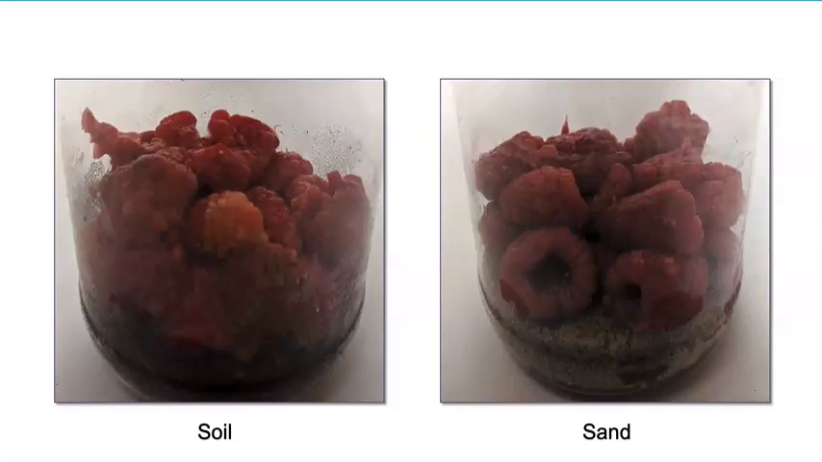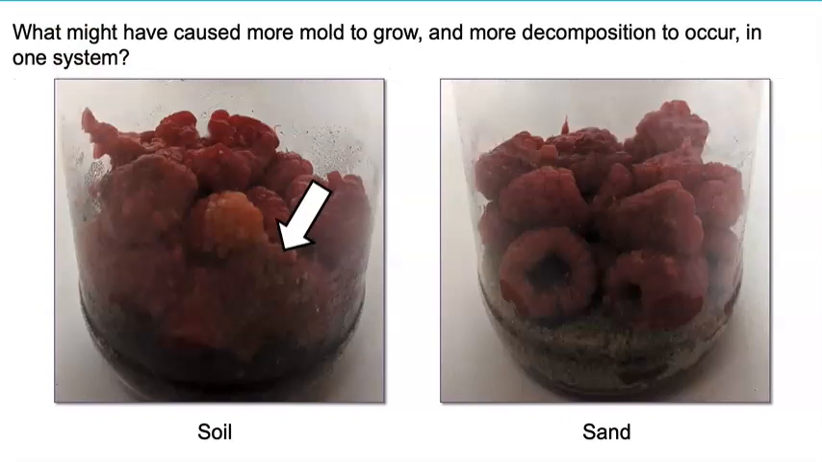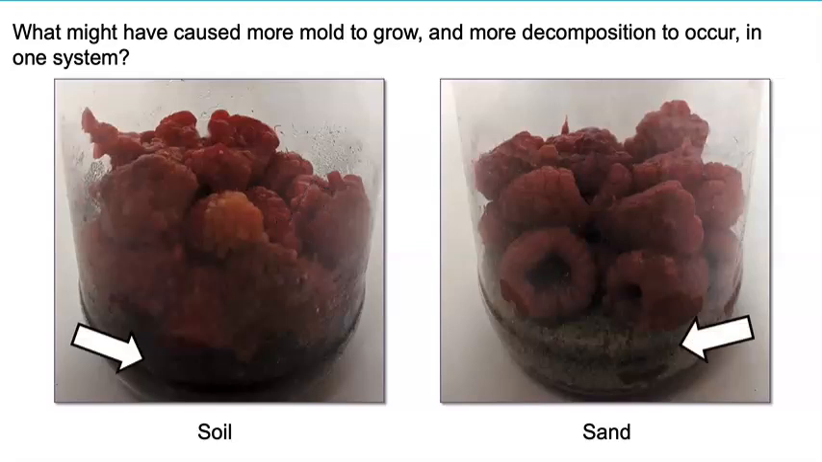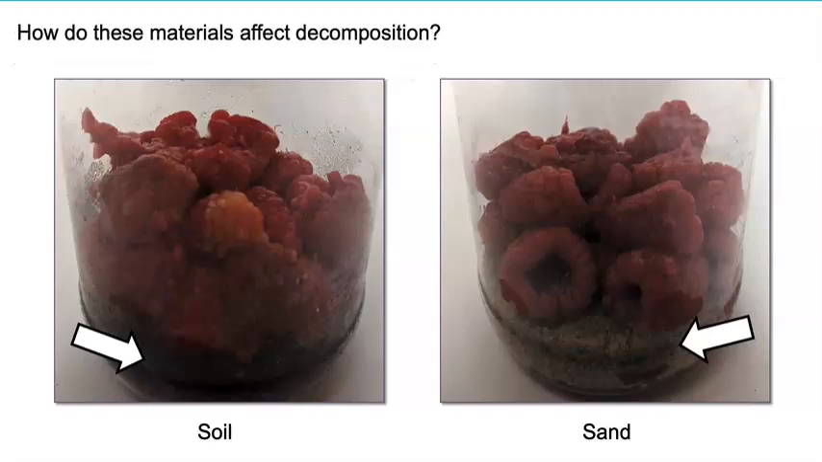But the raspberries in soil look squished. They seem mushy, and they aren't really shaped like raspberries anymore. I think I might see mold growing on the raspberries in the soil too. What might have caused more mold to grow and more decomposition to occur in one system? Well, remember, the only variable that differs between the jars is the ground material. That must have something to do with it. Let's look more closely at the sand and the soil to further investigate how these materials affect decomposition.